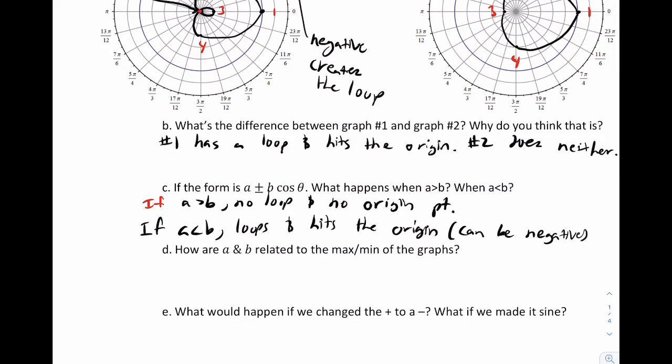How are A and B related to max and min? That one's not too bad. Essentially, just add them. So to be proper, I'll write the absolute value of A and B. To add them, you get the max. You subtract them to get the min.